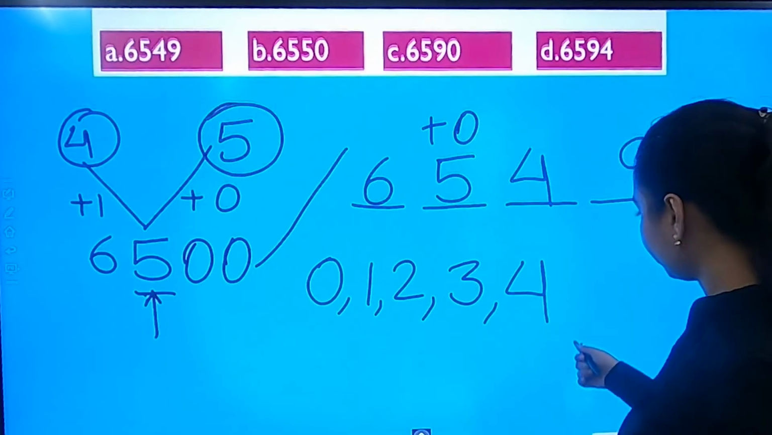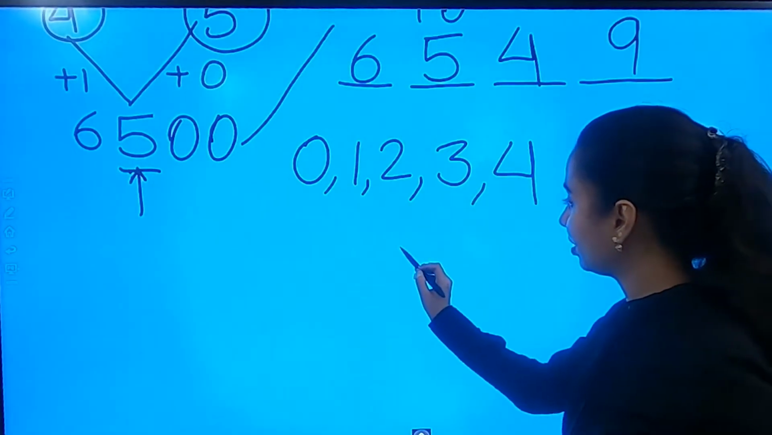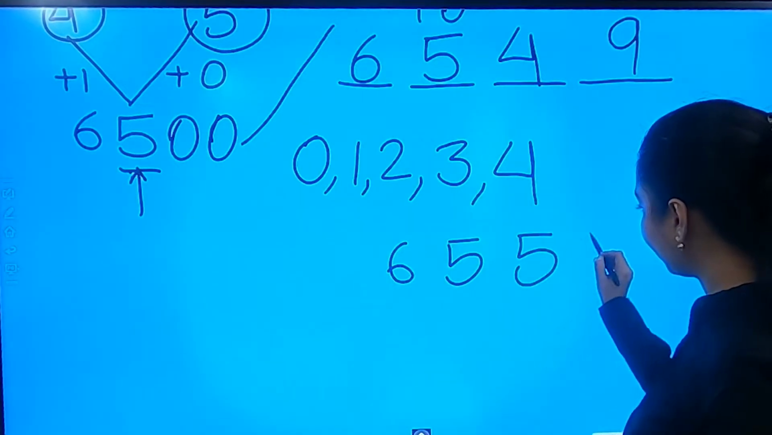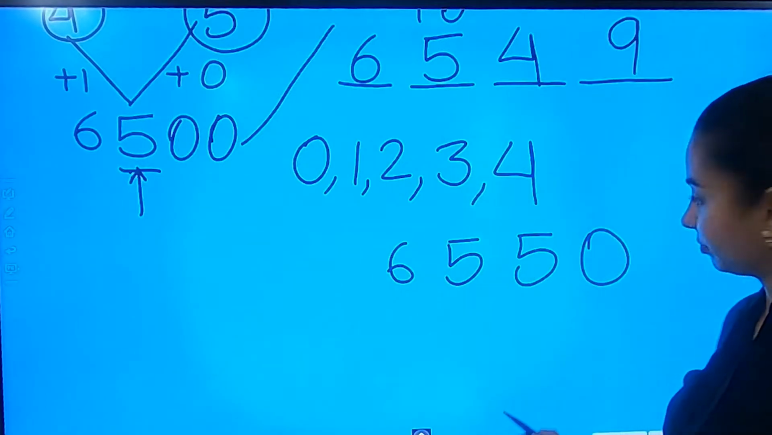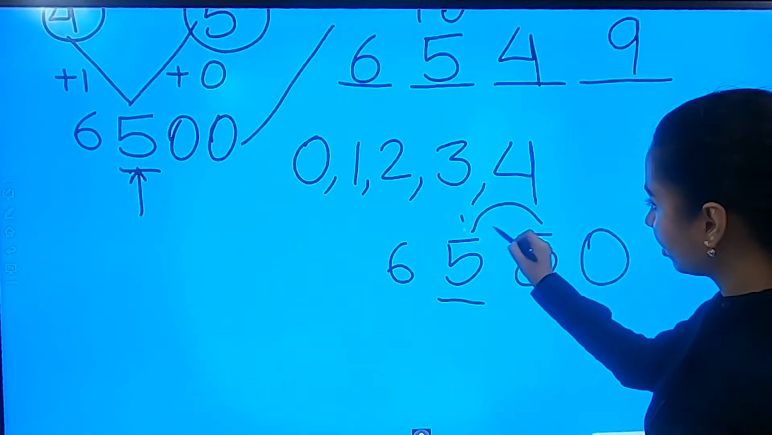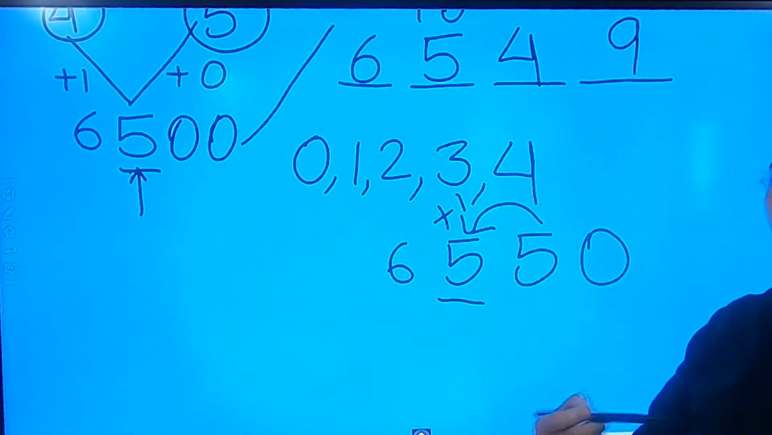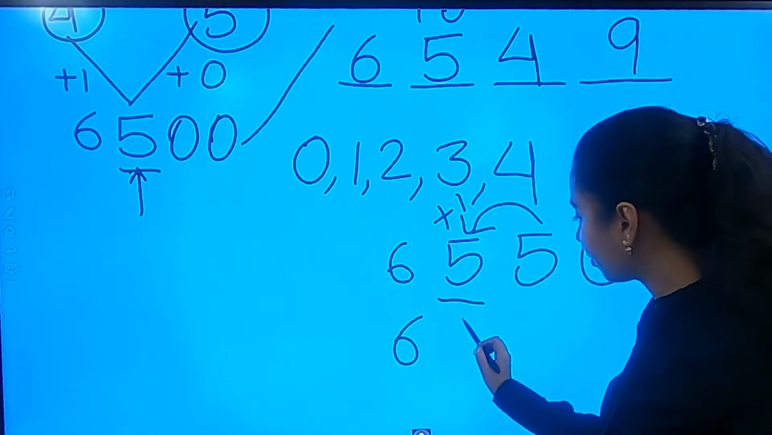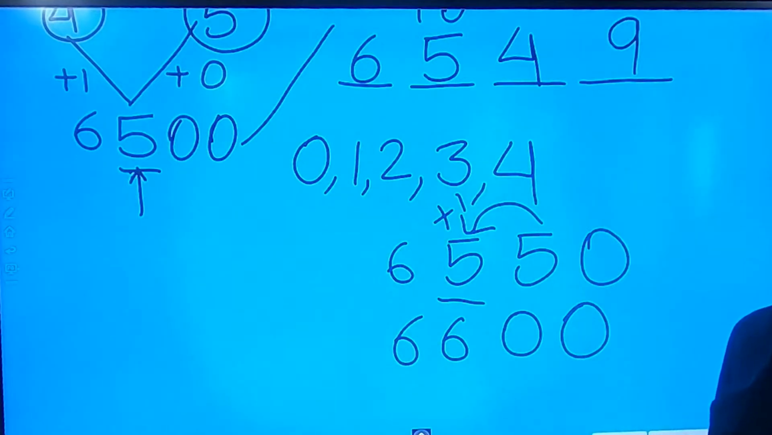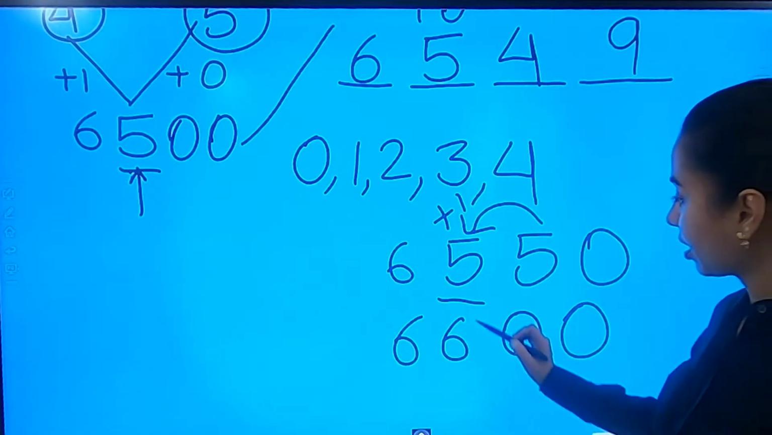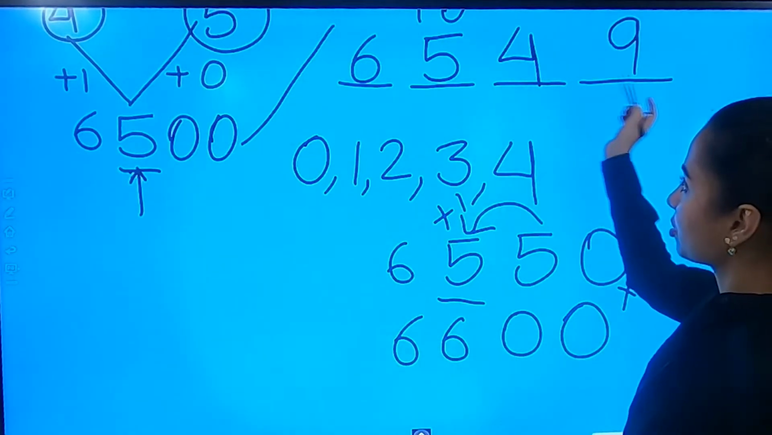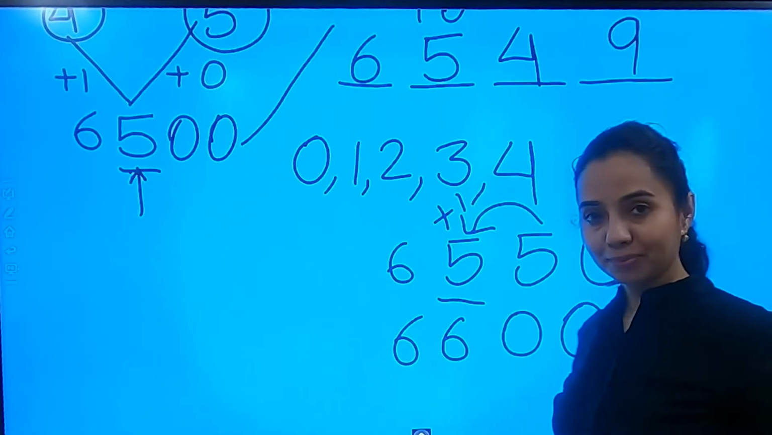Suppose if our number would have been 6550, then this number, if you would have rounded off to nearest 100, since this is 5, this must have increased by 1, and our number after rounding off to nearest 100 would have given us 6600. Okay, so this is not the largest, this is the largest possible number.